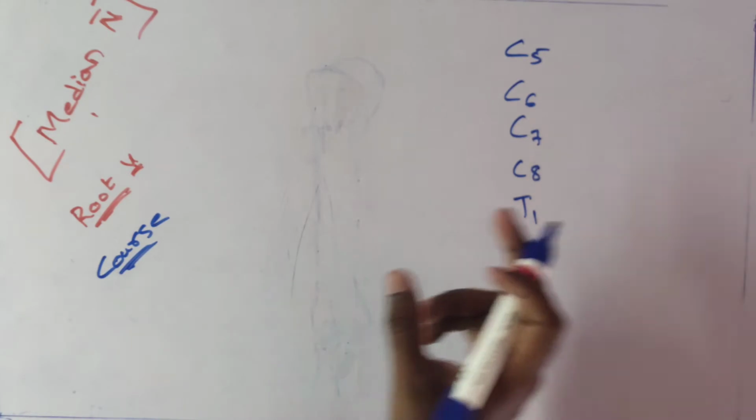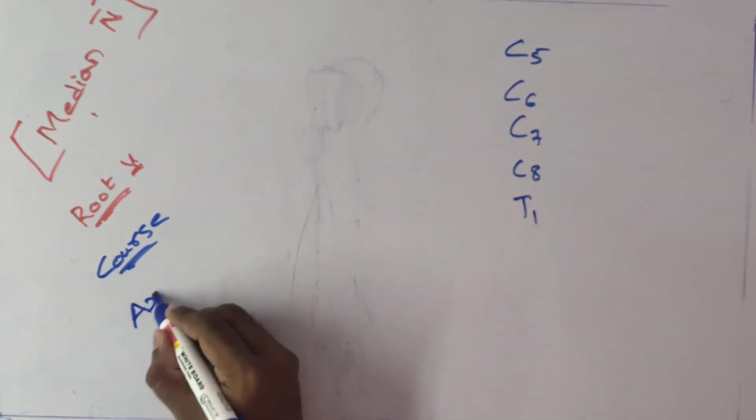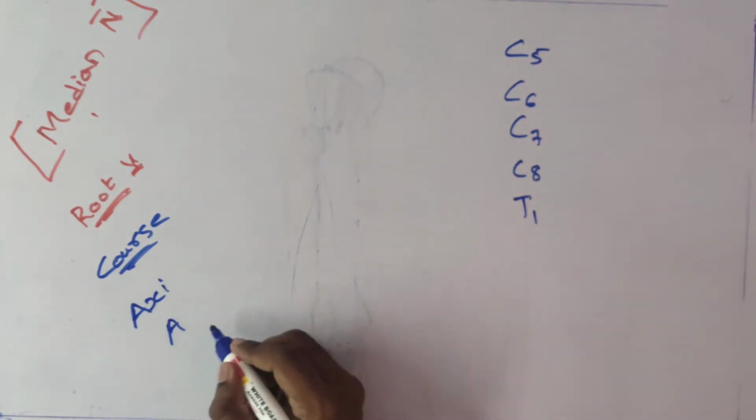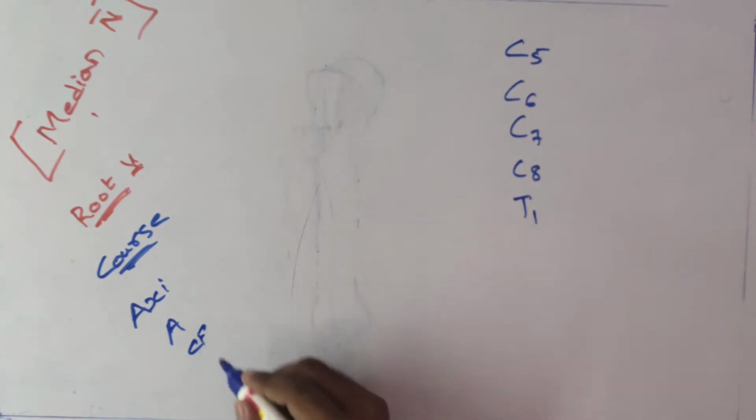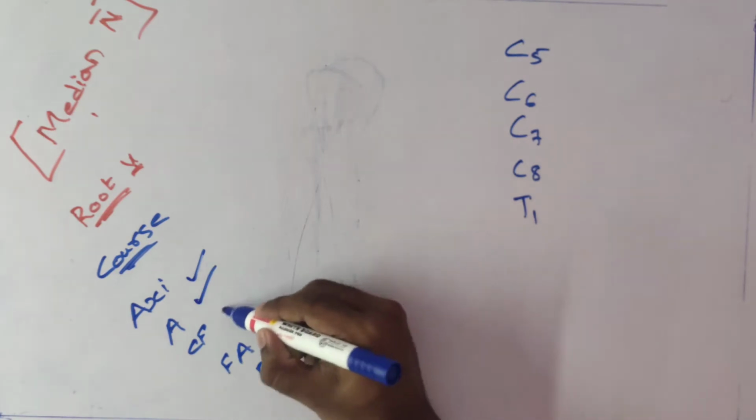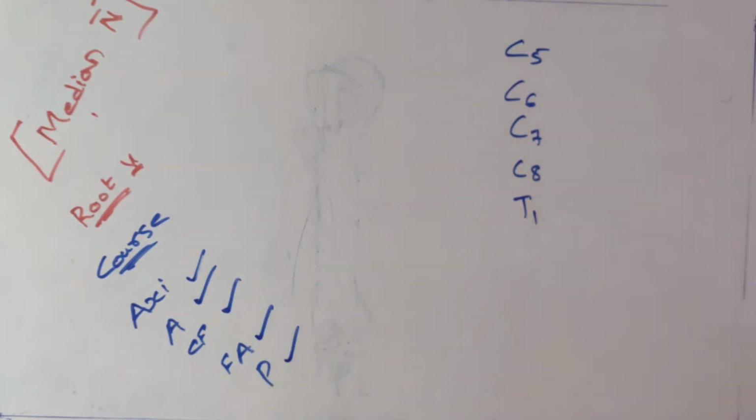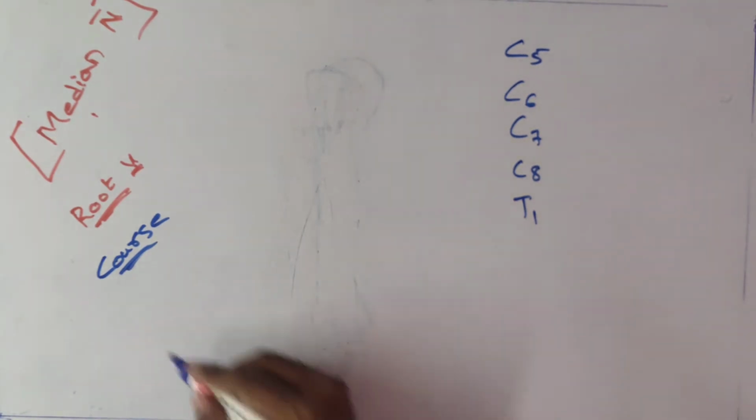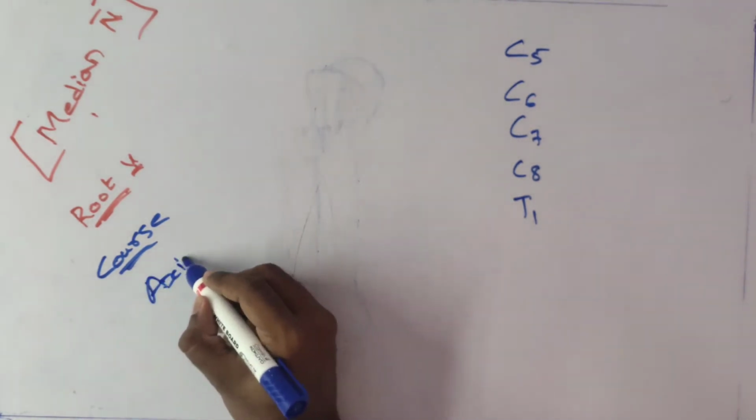And in the course, the median nerve occupies the axilla, arm, cubital fossa, forearm as well as palm. We are going to discuss about these 5 parts in the course. Okay. Now coming to the axilla.